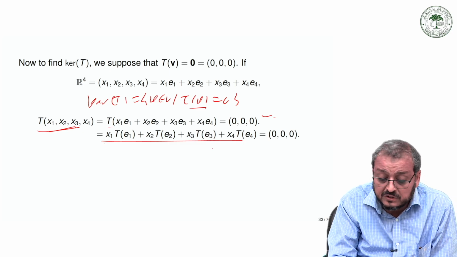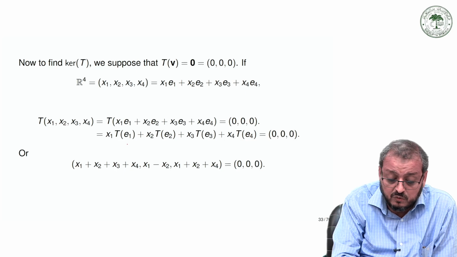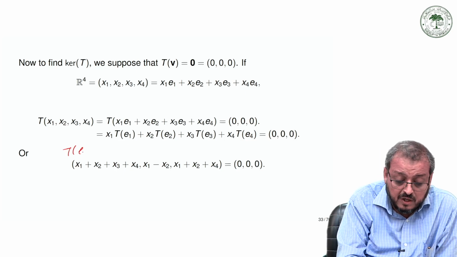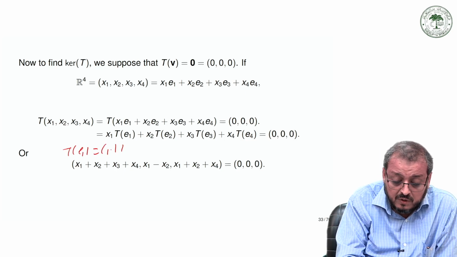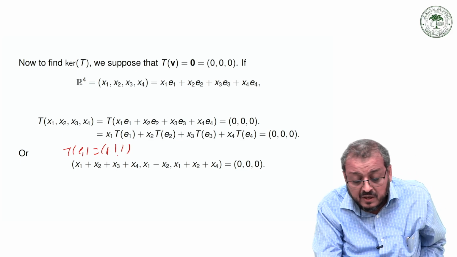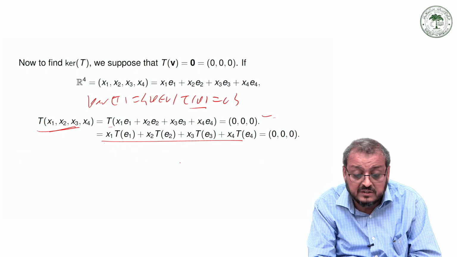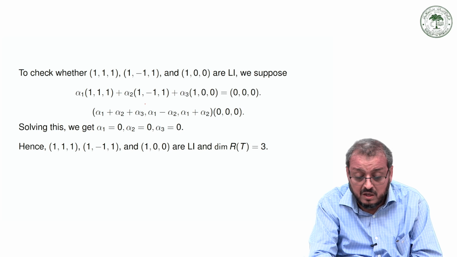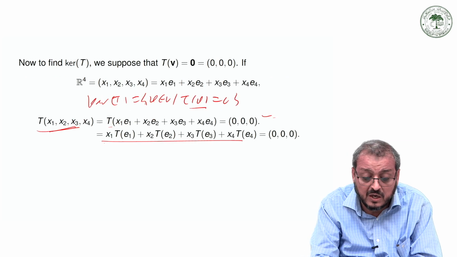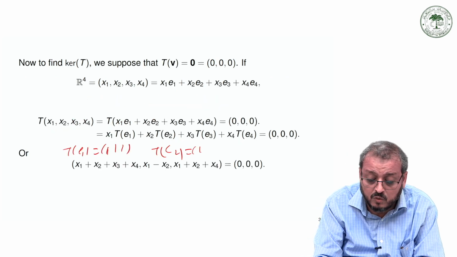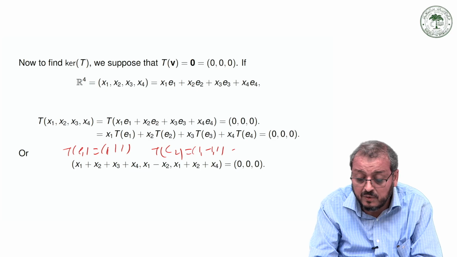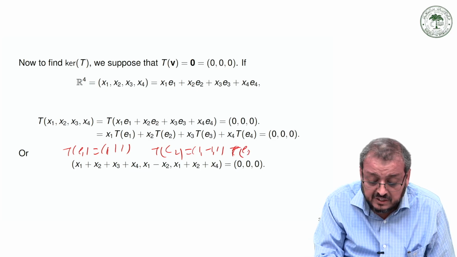Now we have to use the values of T(e1), T(e2), T(e3). You know that T(e1) is equal to (1, 1, 1). Also, T(e2) is equal to (1, -1, 1), and then we have T(e3), and similarly, just check.